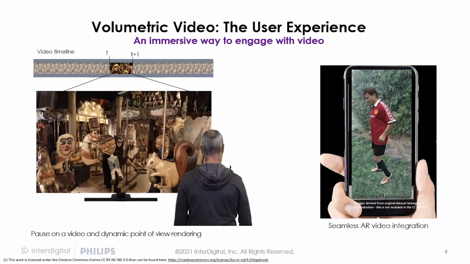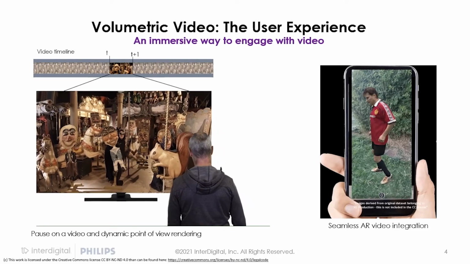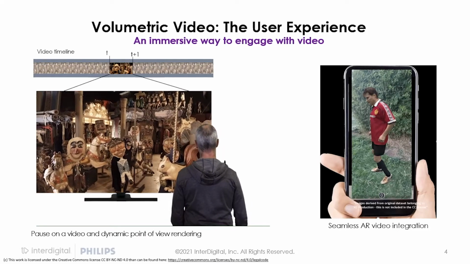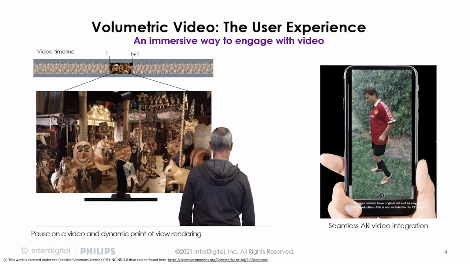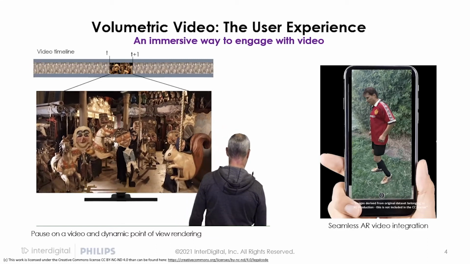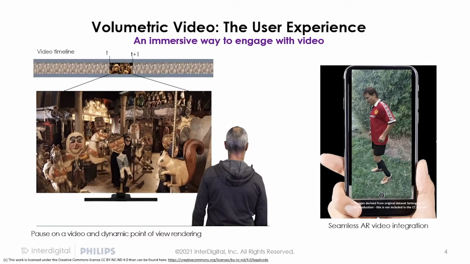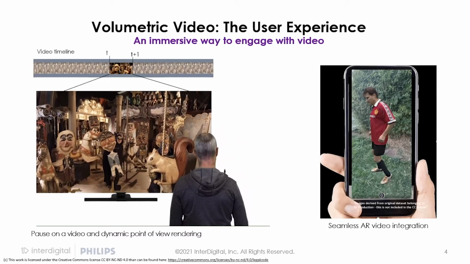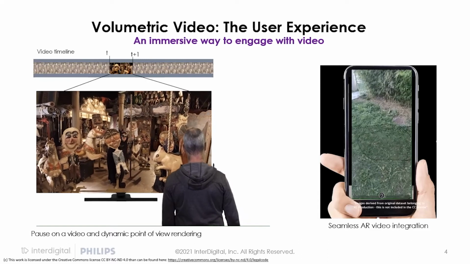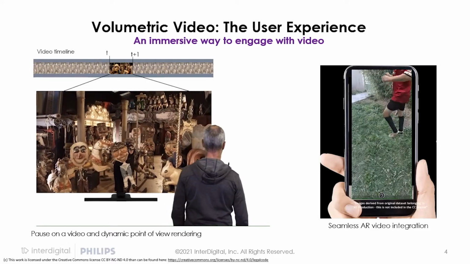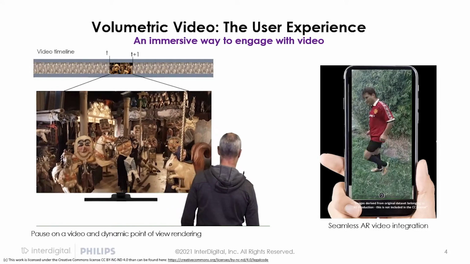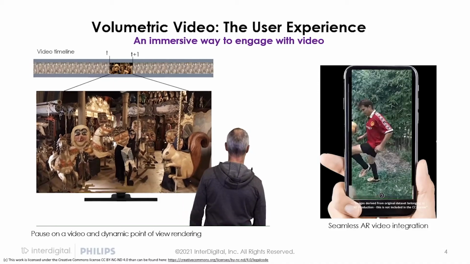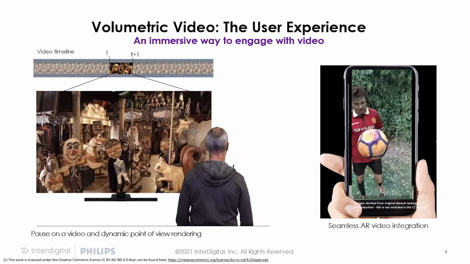Here we can see how this volumetric content can be used. For instance, on the left, in fact it is a video pause and a dynamic point of view rendering while the user is moving in front of a TV set, for instance. On the right, the single character has been integrated in an AR experience, and here the volumetric feature is really mandatory.